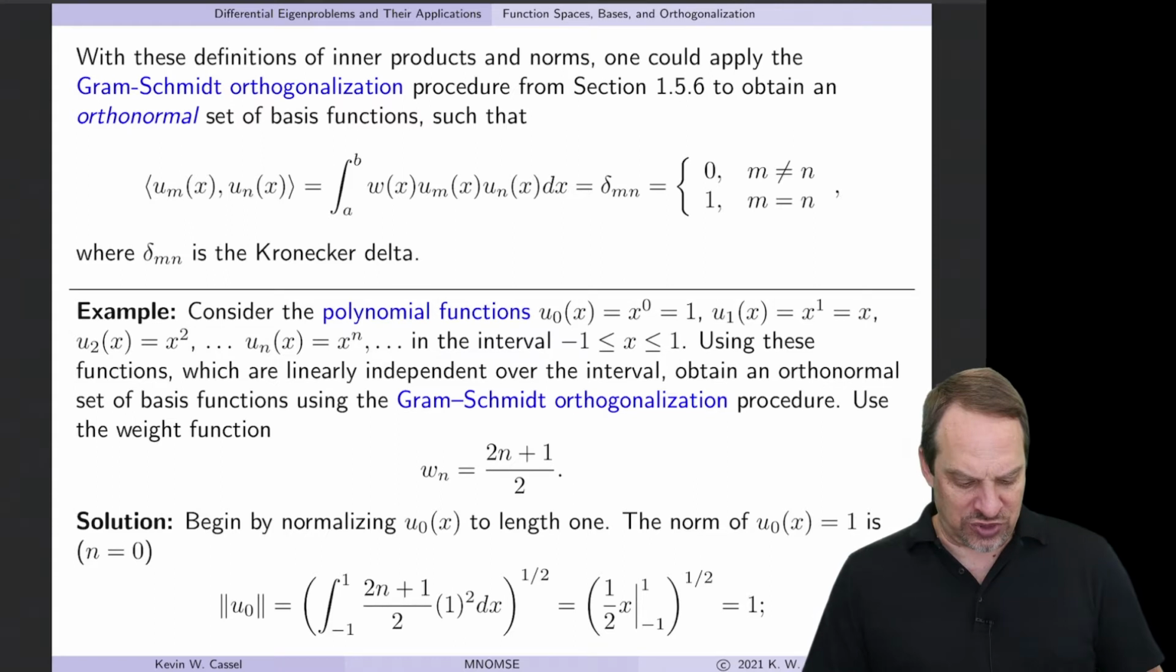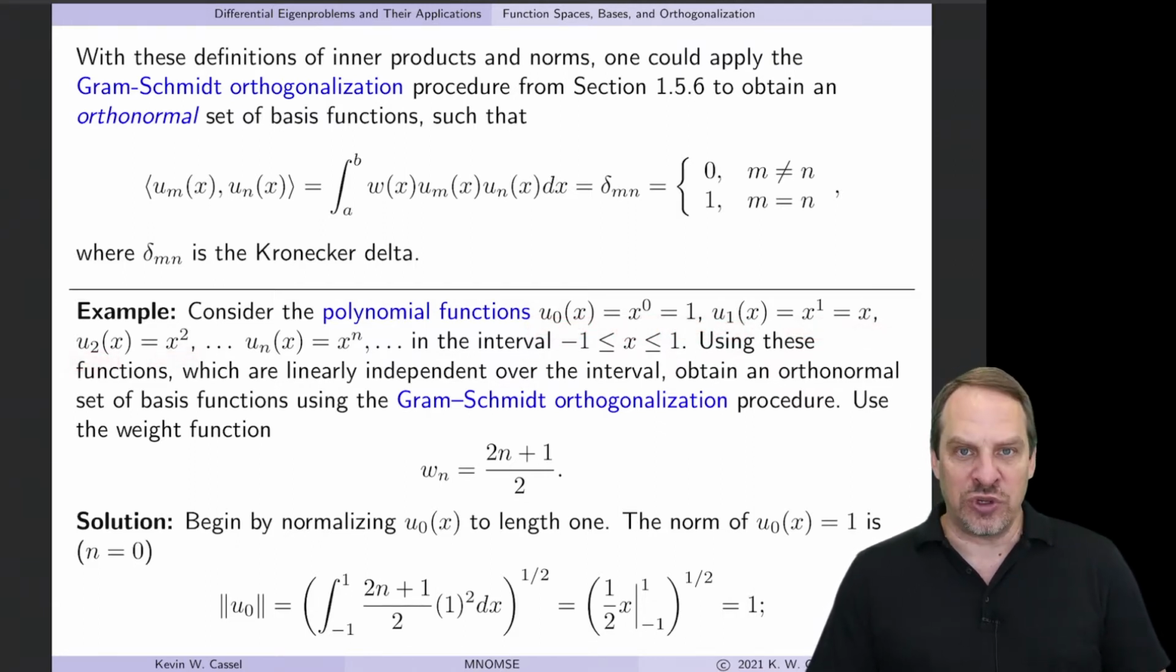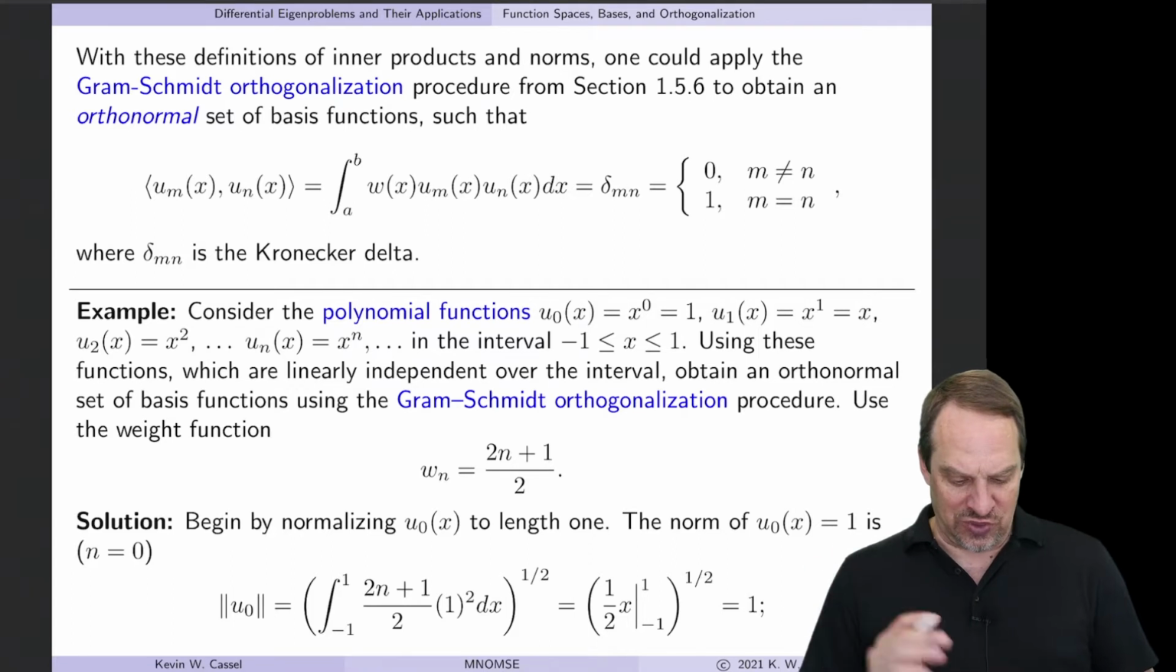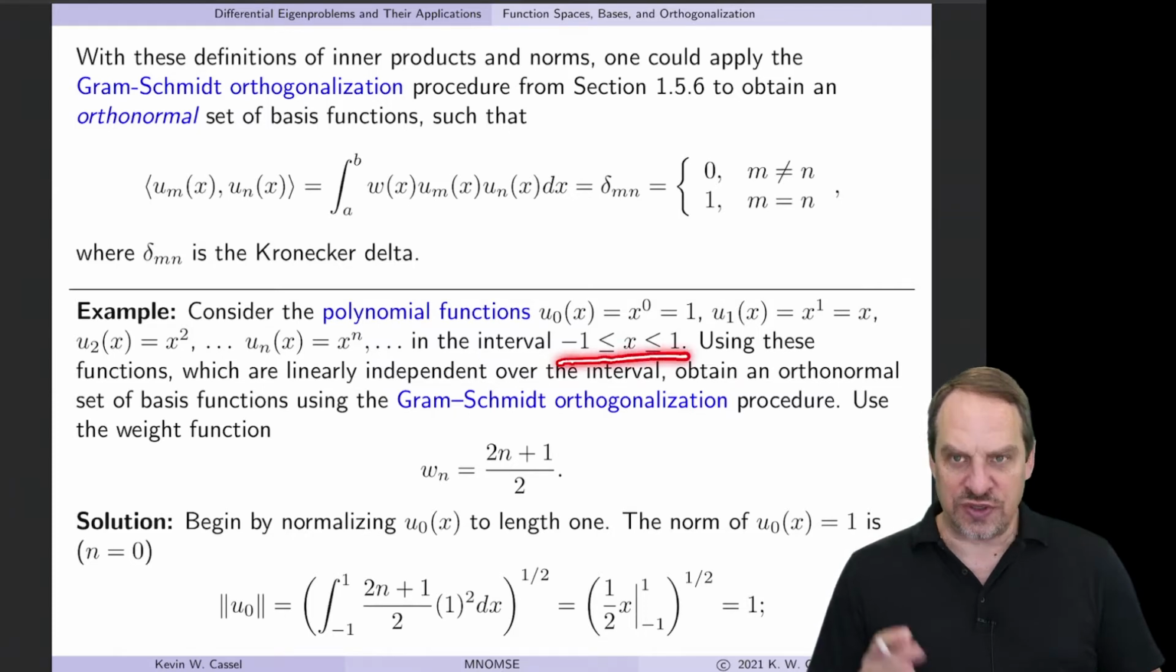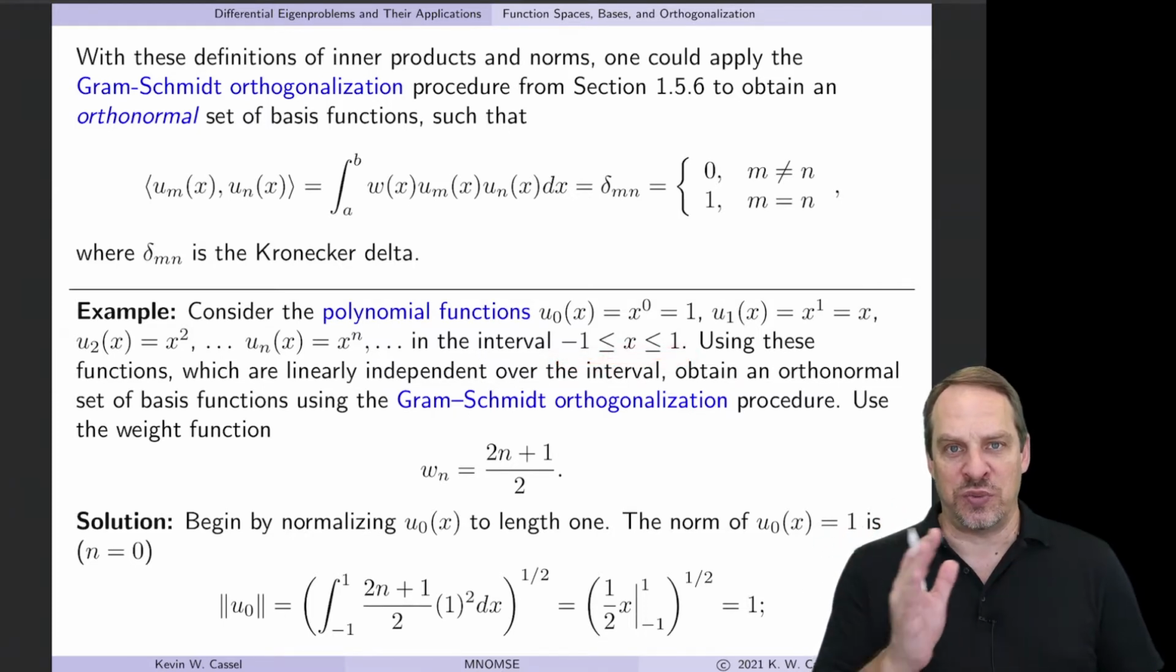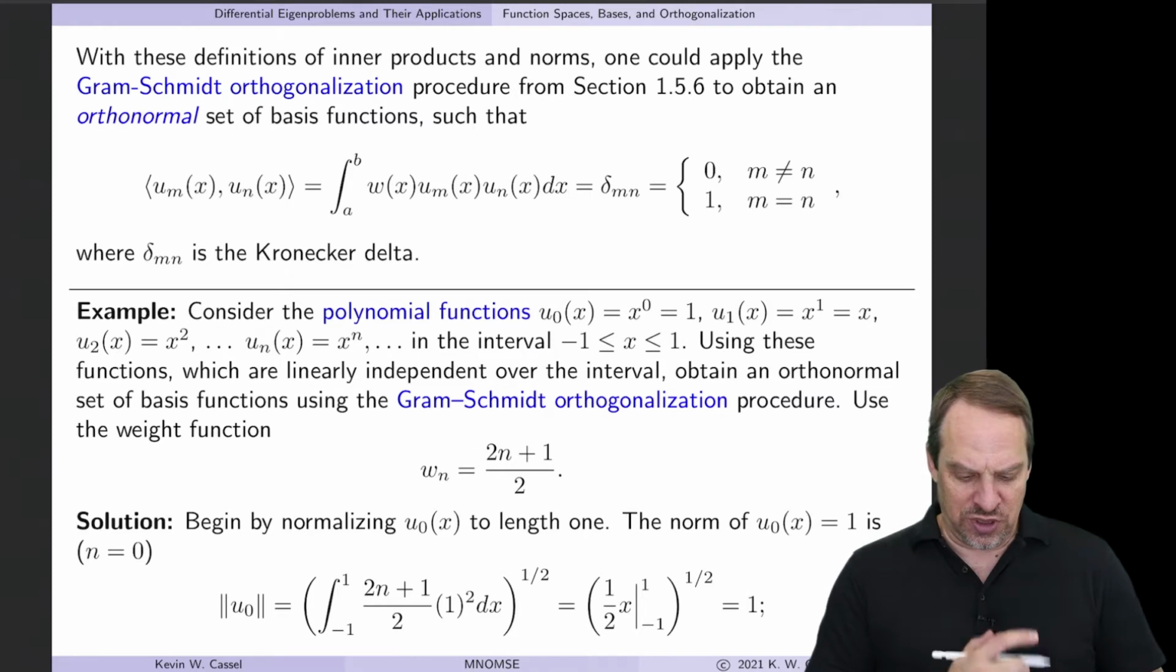So in the first example, we're just going to take a set of polynomial functions, which are just integer powers of x. So u sub 0 will be x to the 0, which of course is just 1. u sub 1 will be x to the 1, which is just x. And then u2 will be x squared, u3 will be x cubed, and so forth, continuing on to infinity. And the interval that we're going to consider is -1 to 1. So this is our a to b, x goes from a to b, -1 to 1.